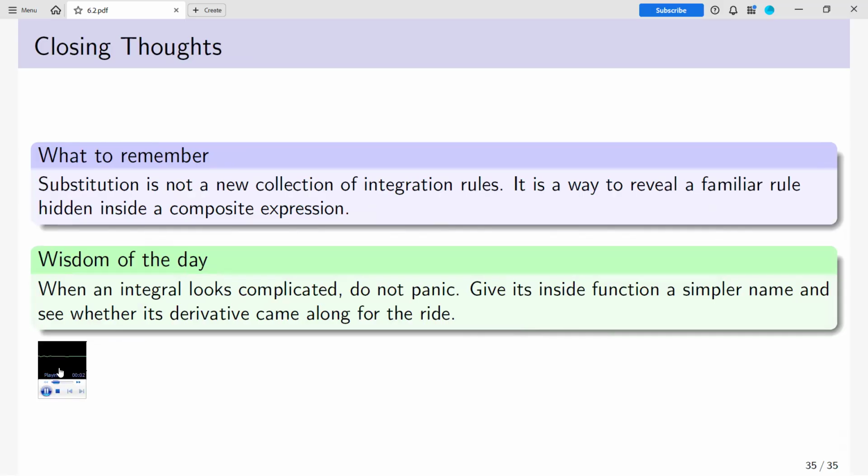Substitution turns a complicated-looking integral into a familiar one by renaming the inside function and matching its derivative. The method rewards calm pattern recognition. When mathematics becomes intimidating, sometimes the first step is simply to call it u and de-escalate the situation.